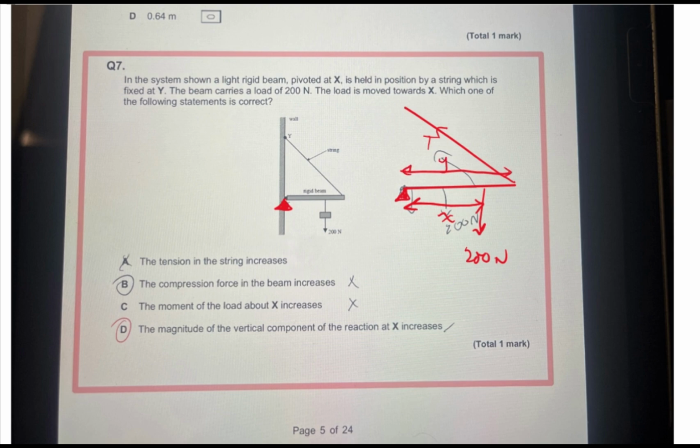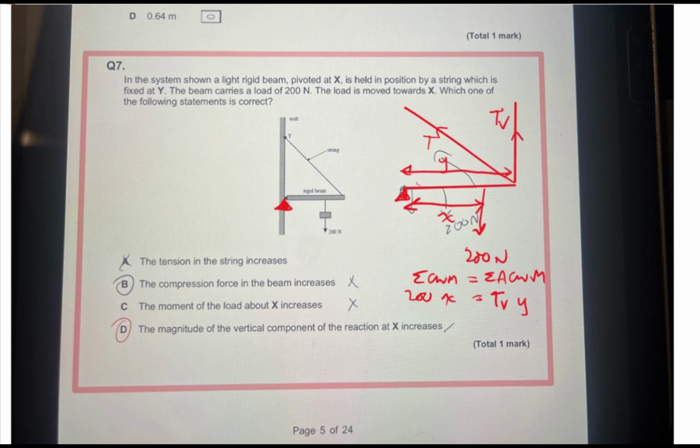Now, what do we know? Moments is force times perpendicular distance from the pivot. So y is not the perpendicular distance to the tension. So we can resolve the tension, and this is T vertical. So what do we know? We know the sum of the clockwise moments is equal to the sum of the anti-clockwise moments. So therefore, clockwise in this case would be 200x is equal to TV times Y. Okay, so that's your basics.